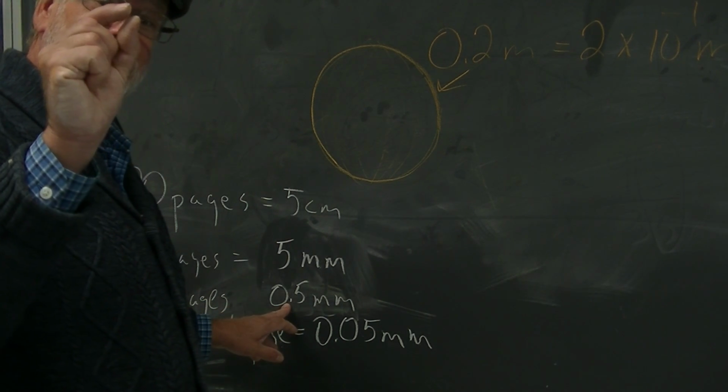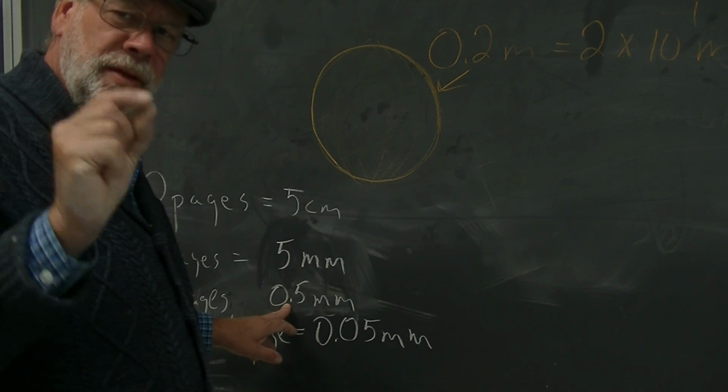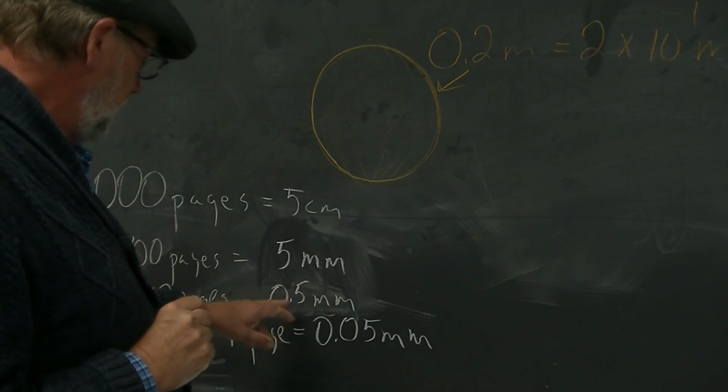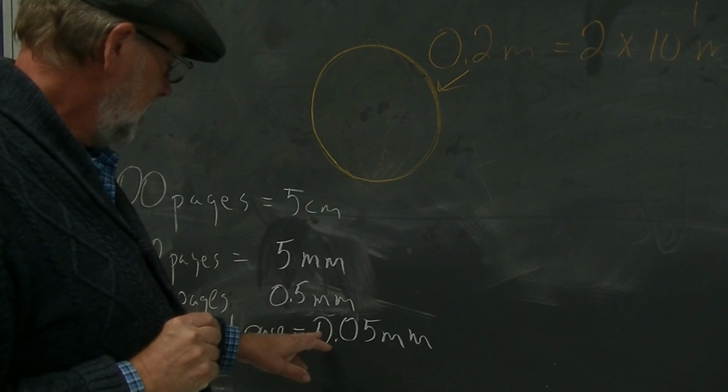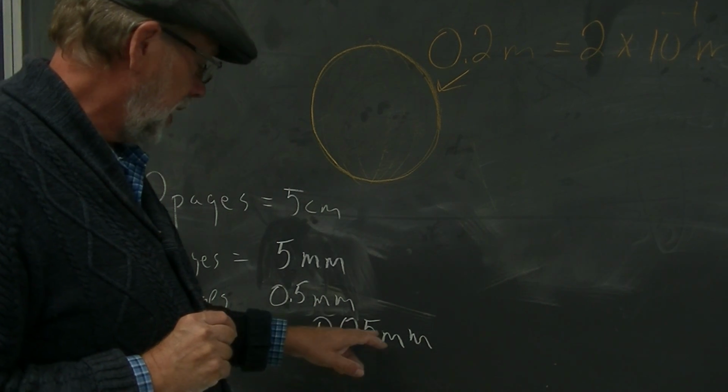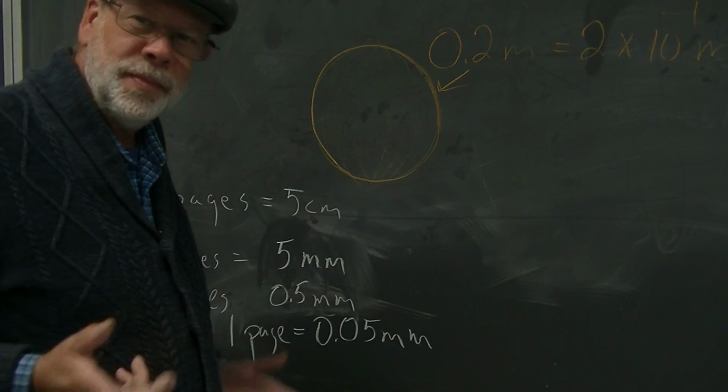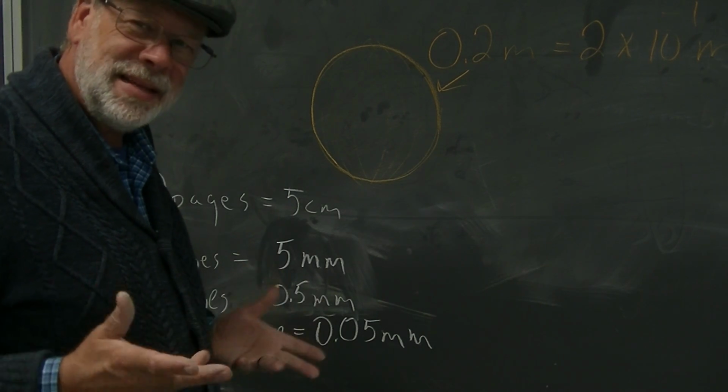We're getting really thin now. Still certainly much thicker than a single page. So a single page would be 1/10 of that. 1 page is 0.05 millimeters. All right, so trying to make sense of things.